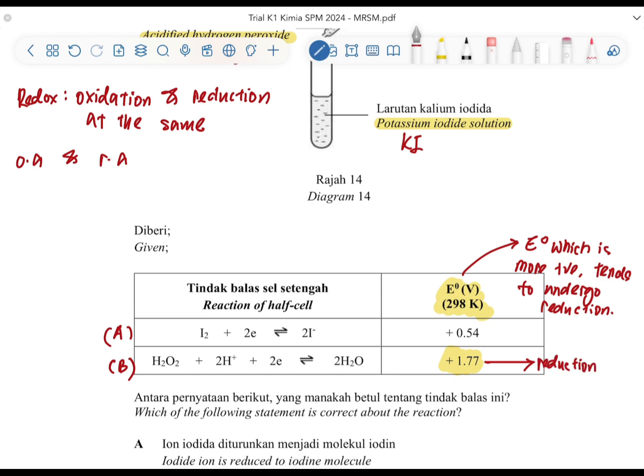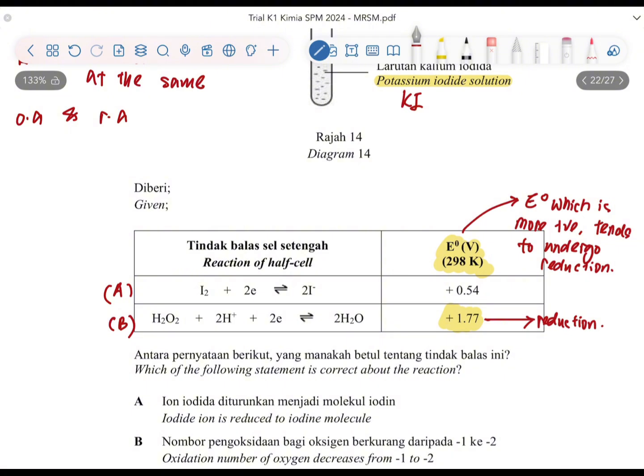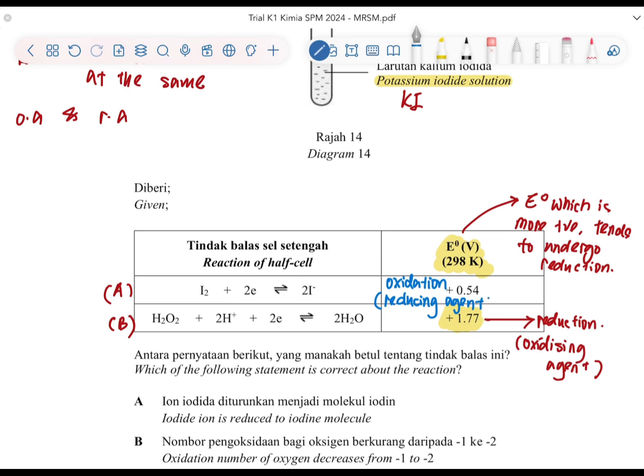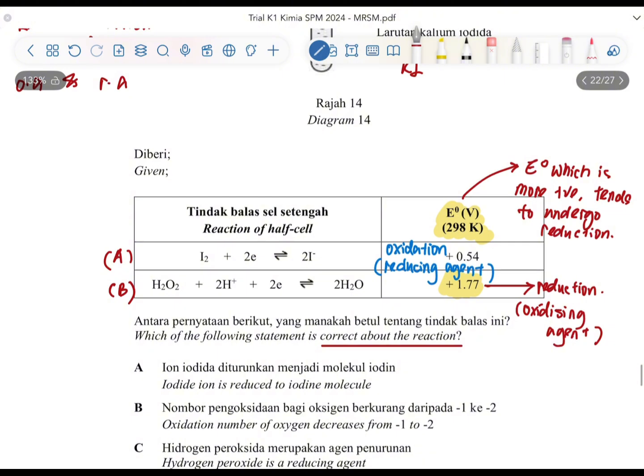So please remember also that when a substance tends to undergo reduction, opposite to it will be the oxidizing agent. So for sure, it will be the oxidizing agent for the iodine. So for a less positive E0 value, it means that it will tend to undergo oxidation. So since it undergoes oxidation, opposite to it, it will be the reducing agent. So just that simple. So we are going to identify what is correct about the statement. So let's go through one by one.